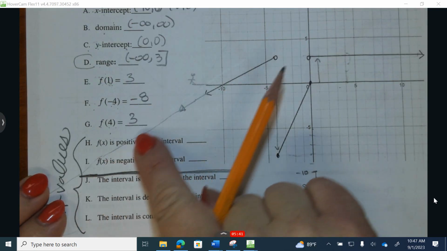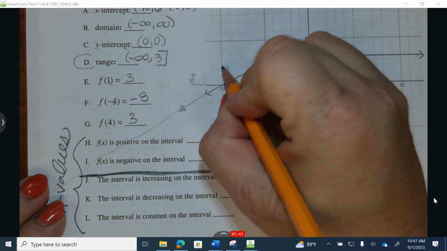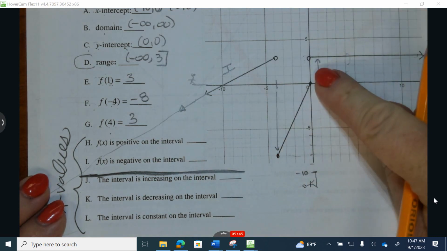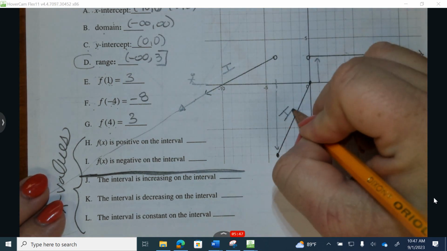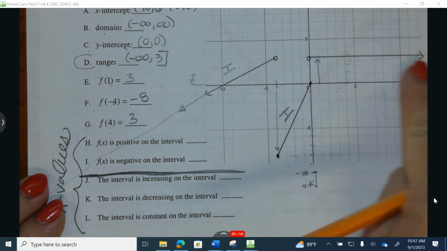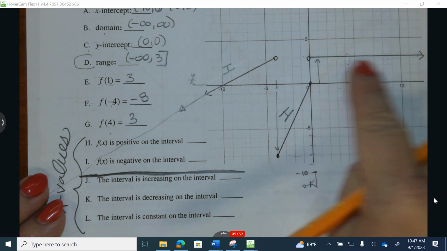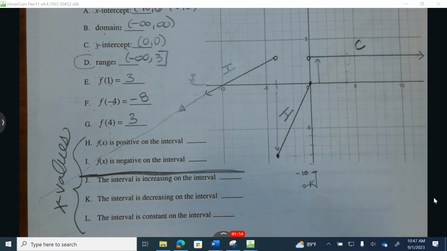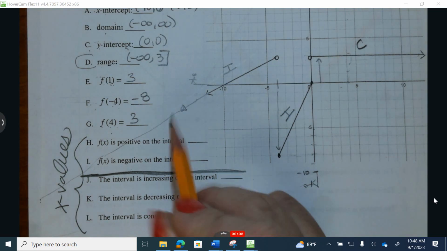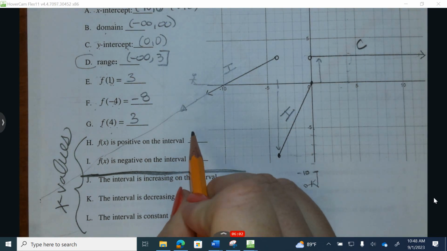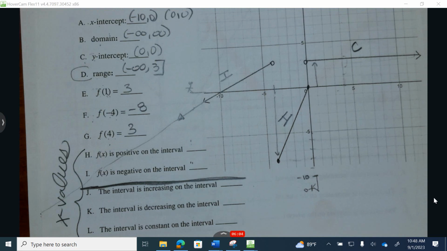So from left to right, it's increasing. I'm going to put an I. From left to right, it's increasing. I'm going to put an I. From left to right, it's flat. It is parallel to the x-axis. It is constant. I believe most students feel pretty confident with that part. What they struggle with is how do you correctly mathematically describe this in terms of intervals.